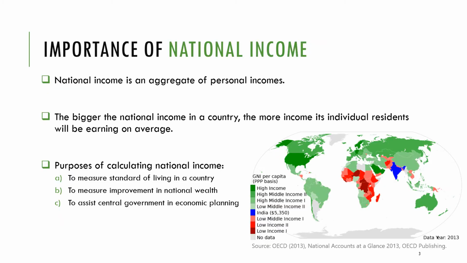One of the macroeconomics focuses is national income. It is an aggregate income earned by all factors of production. The bigger the national income in a country, the more income its individual inhabitants will be earning on average. National income statistics are useful to measure economic growth rate of a country that helps government in economic planning.